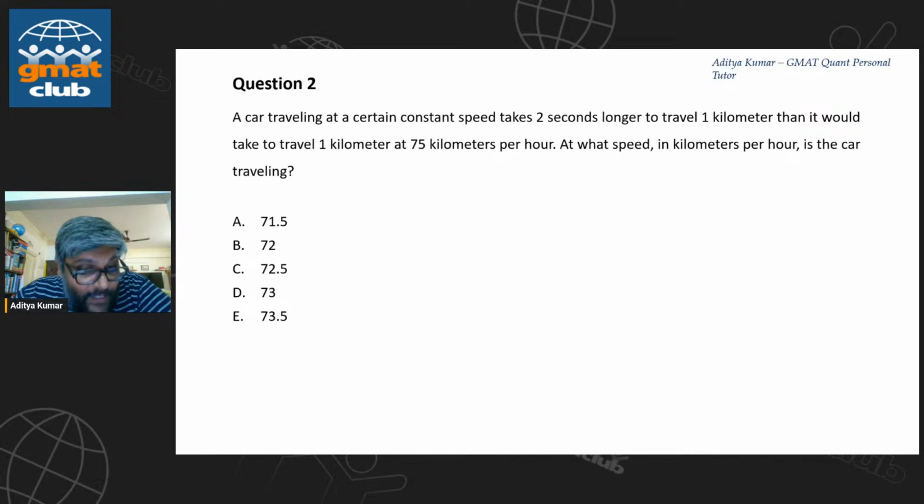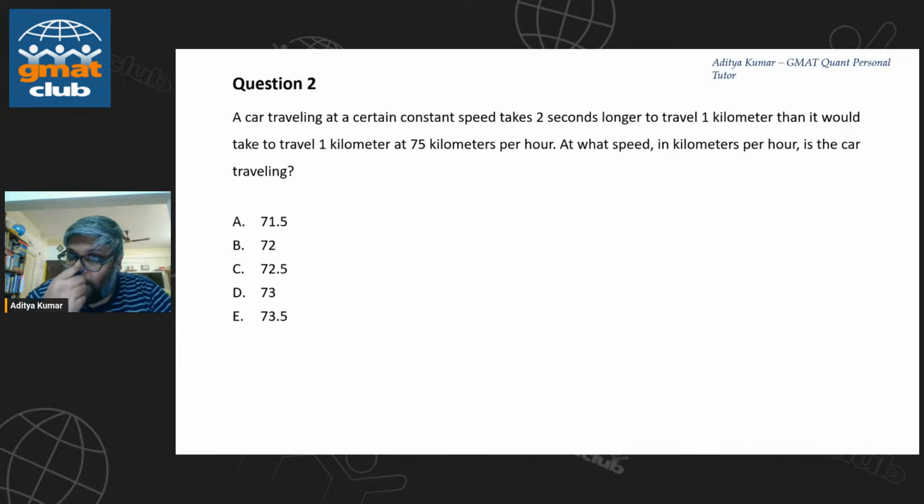So this is exactly what I'm going to do here, is exactly what you need to do on word problems as well. I'm going to read, process the information first. I'm not going to do any calculations from the outset. A car traveling at a certain constant speed takes 2 seconds longer to travel 1 kilometer than it would take to travel 1 kilometer at 75 kilometers per hour.